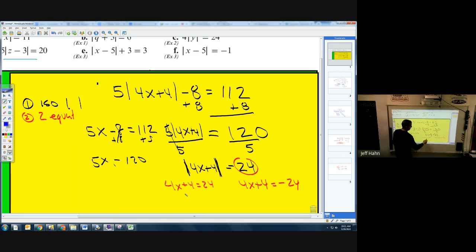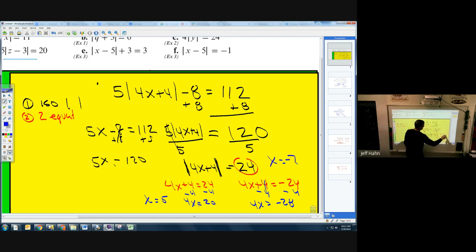Which means you would subtract 4, you get 4x equals 20. So on this side over here, x is going to equal 5. And this side over here, when you subtract 4, you get a different answer because it's a negative 24 minus 4, which is a negative 28. If 4x equals negative 28, then x equals negative 7. So your 2 answers, the book would show it like this. You would get 5 and negative 7.